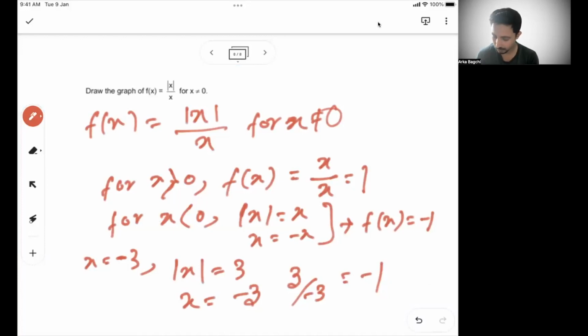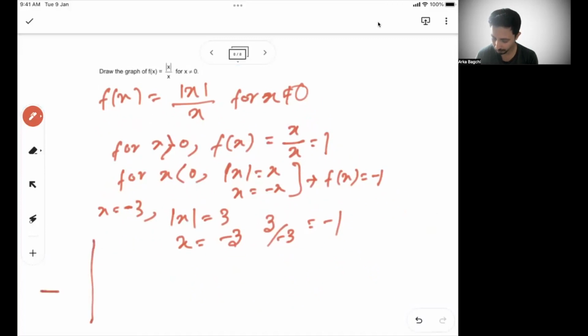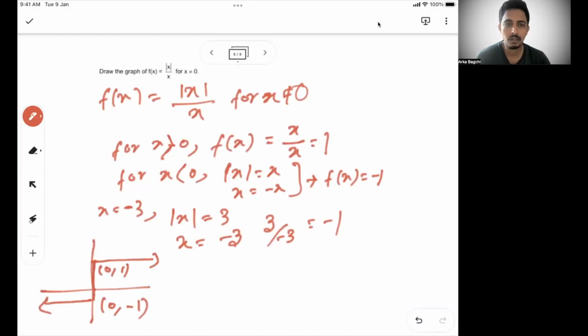So how will my graph look? Simple. For x greater than 0, it will be like this. For x less than 0, like this. It will not touch 0 because x cannot be 0. So this will be 0, comma 1, and this will be 0, comma minus 1. Don't go by the distance in the drawing, because this may look longer than that, but both are 1 unit up or 1 unit down from the origin. Okay, so hope this is clear. Whatever value you put, f(x) will be either plus 1 or minus 1.